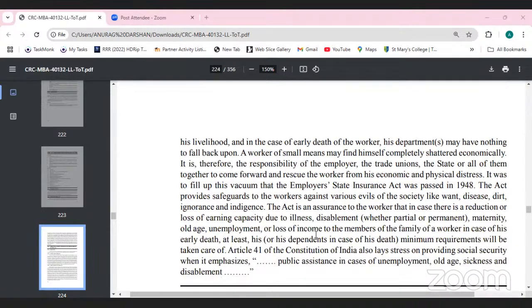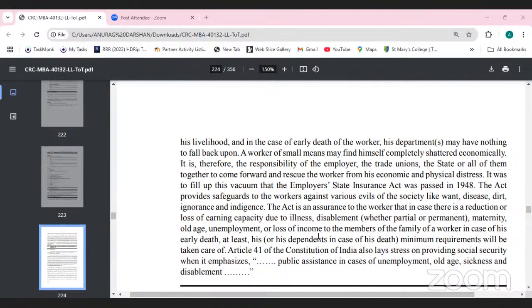So the Employees' State Insurance Act was passed in the year 1948 to fill the vacuum, and the Act provides safeguards to the workers against the various evils of society like disease, dirt, ignorance, and so forth. The Act is an assurance to the worker that in case there is a reduction or loss of earning capacity due to illness, disablement, either partial or permanent, maternity, old age, unemployment, or loss of income to the members of the family of a worker in case of his early death.